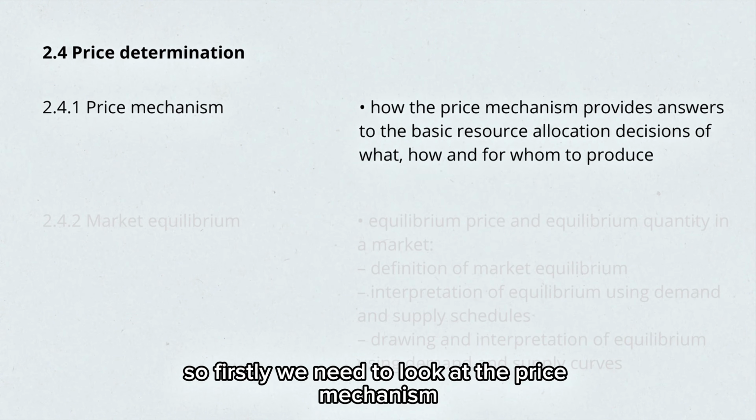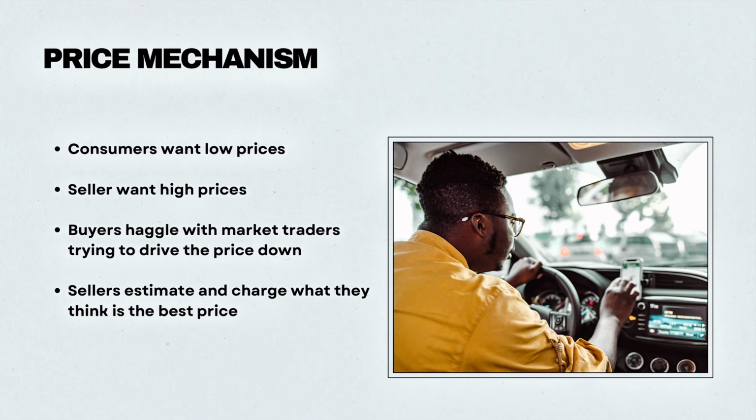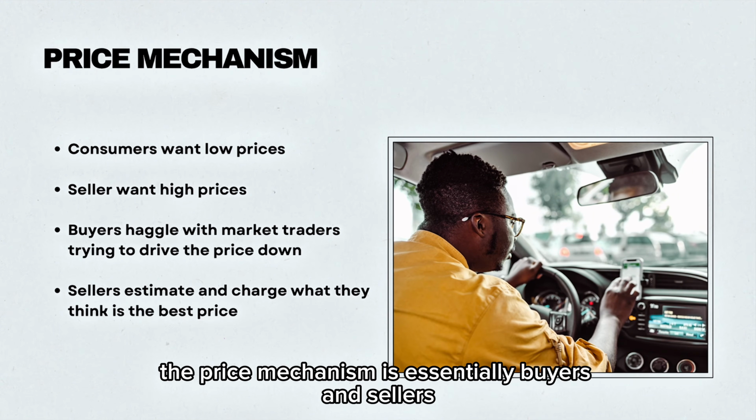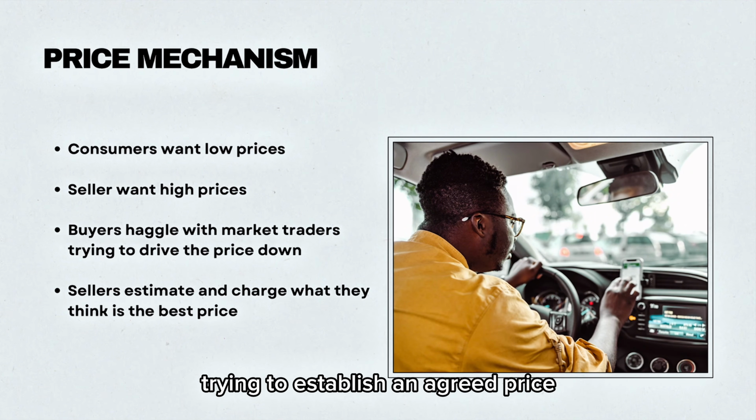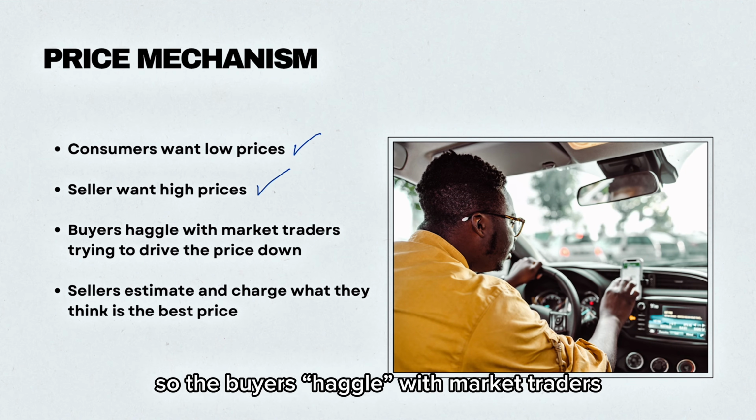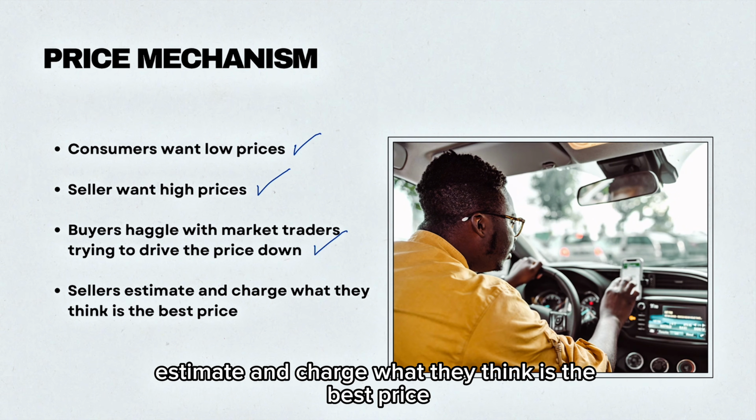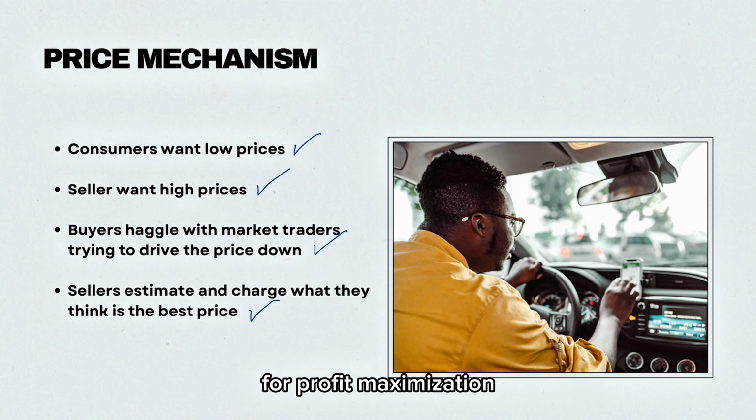So firstly, we need to look at the price mechanism. The price mechanism is essentially buyers and sellers trying to establish an agreed price. Since customers want lower prices, sellers want higher prices. So the buyers haggle with market traders, such as firms and businesses, trying to drive down the price, and at the same time, the sellers estimate and charge what they think is the best price for profit maximization.